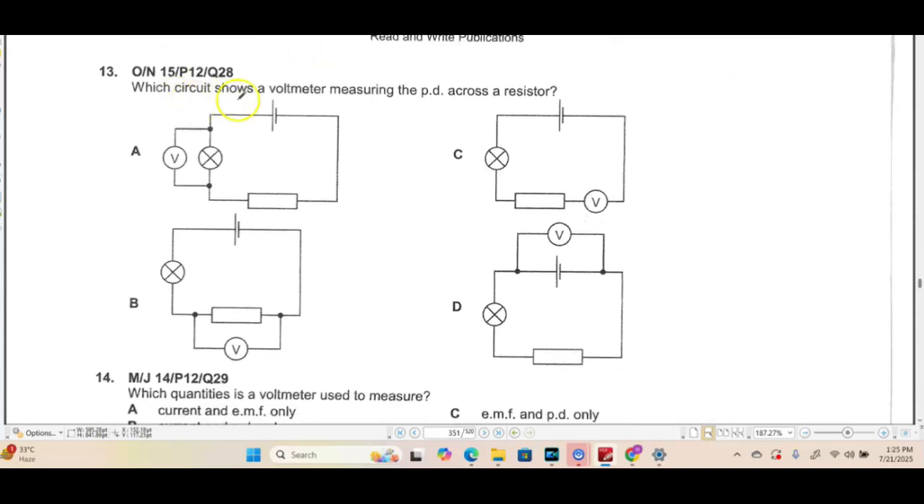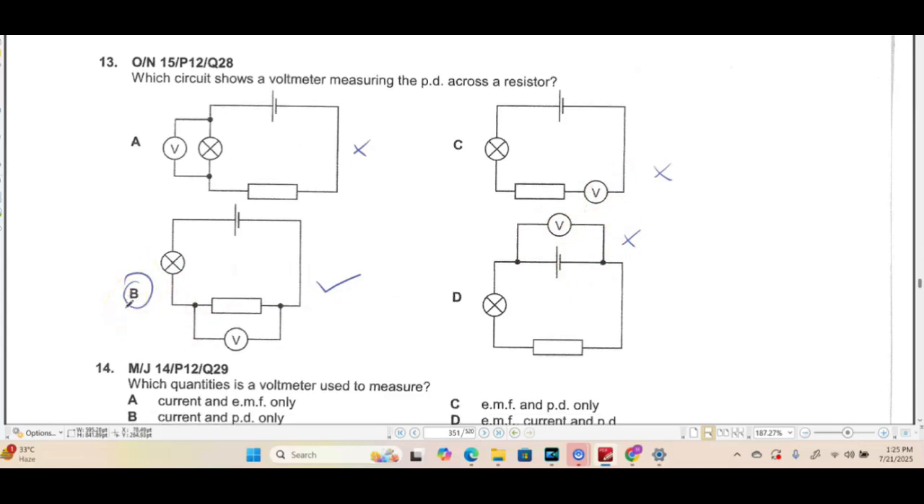Question number 13. Which circuit shows a voltmeter measuring the PD across a resistor? Okay, it has to measure across a resistor. It is measuring across the lamp, so this is not correct. This is correct. A voltmeter cannot be connected in series. Here this is measuring the EMF, so this is not correct. So B is our correct option. Okay?